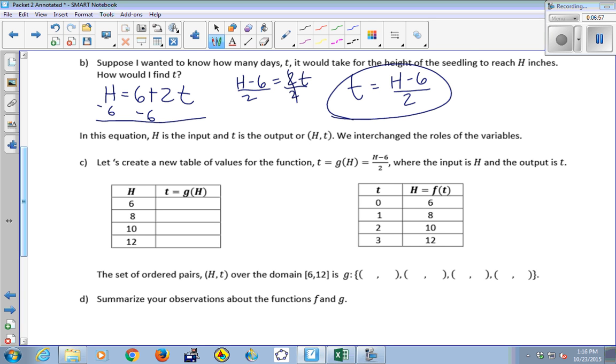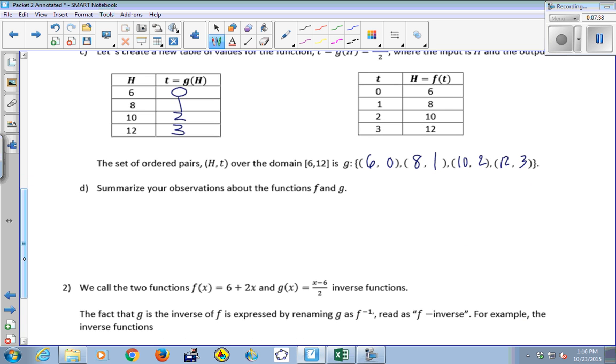Okay, so if I put a 6 into that formula for h, what do I get for t? 0. If you put an 8 in for h, what do you get? 1. If I put a 10 in there, 10 minus 6 is 4. 4 over 2 is 2. If I put 12 in, 12 minus 6 is 6. Over 2 is 3. So the set of ordered pairs, if I write it as h comma t instead of t comma h, is going to be (6, 0), (8, 1), (10, 2), and (12, 3).